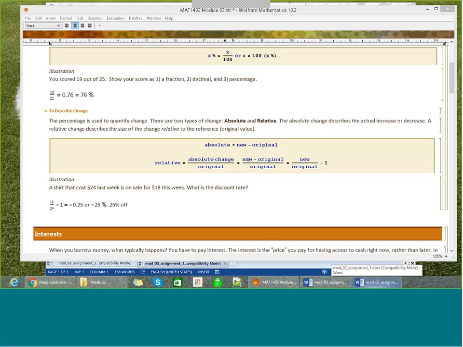So you can use the middle one, the new minus original divided by the original number, or you can just do new number divided by the original number minus 1 to get the change, the relative change.